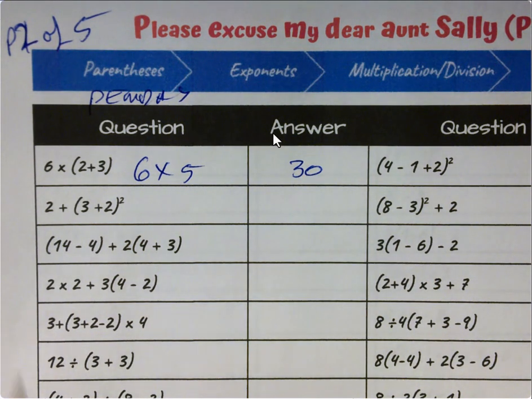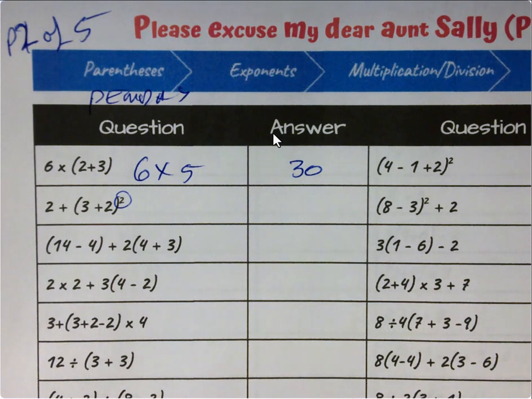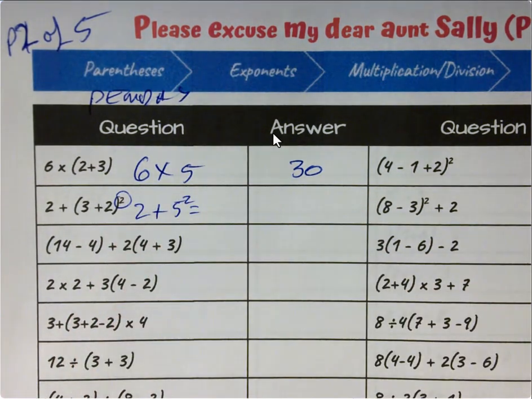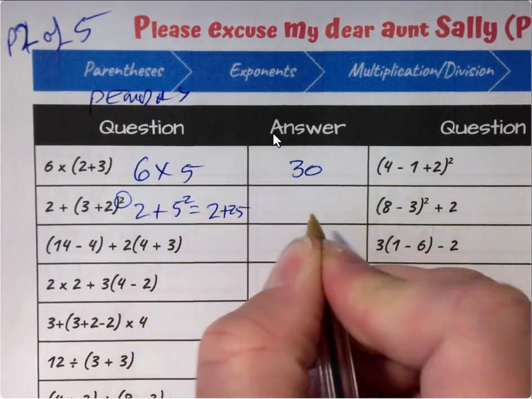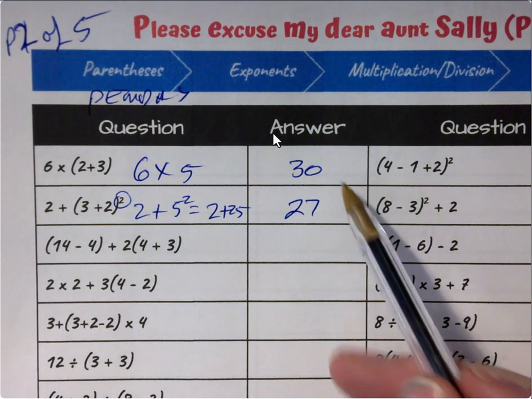Next, we're going to do 2 plus the quantity of 3 plus 2, and then whatever 3 plus 2 is, we're going to square it because of this exponent. Well, 3 plus 2 is, somebody, that's right, 5. We're going to square 5. What's 5 times 5? 25, so good. 2 plus 25, that gives us 27. So we got 30, we got 27.